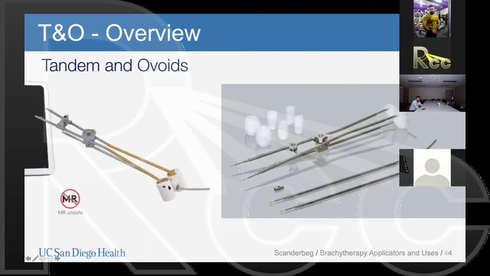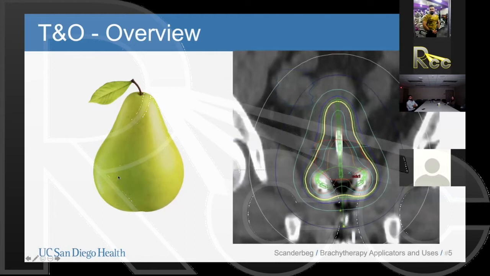And so what that allows us to do is to generate what I think Dan also talked about a little bit, this pear-shaped distribution. So whenever we think about what the isodose lines are going to look like for both a tandem and ovoid and a tandem and ring, which Dan is going to talk to you about next week, we want to have this idea that the 100% isodose line in this image, represented by the thicker yellow line, is going to be in the shape of a pear.